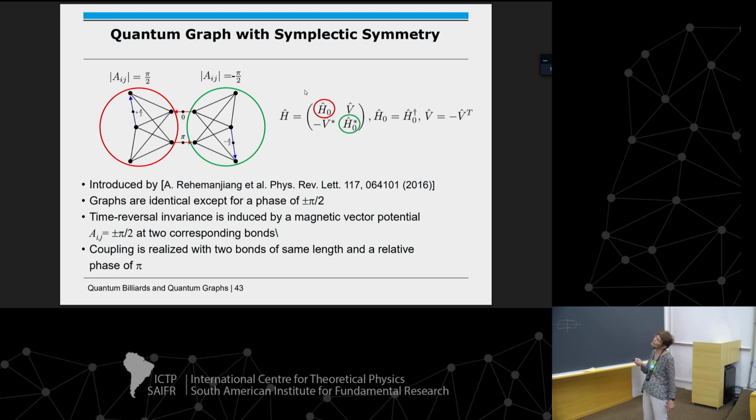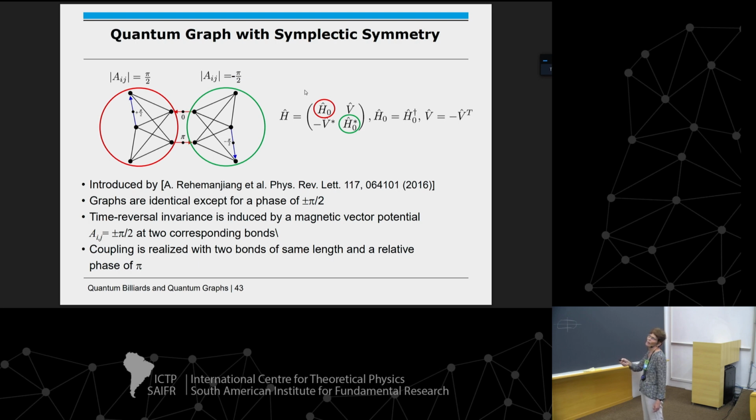So this graph system consists of 2 graphs. One graph with a non-zero phase, which is equal to pi over 2, and an identical one. This vertex corresponds to that one, this to that one, and this to that one. So you have 2 identical copies. The only difference is that this one has a phase pi over 2, this one has a phase minus pi over 2. So when you write it down in terms of the matrix H, you will have a complex conjugate. So one is H0. This, for example, would correspond to H0, and this would correspond to H0 star.